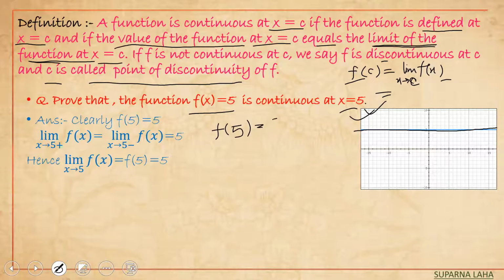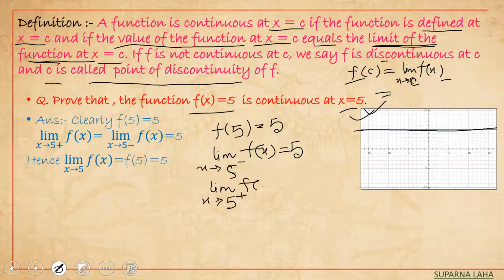It's definitely 5 since it's a constant function. Then check the limiting value, the left hand limit: limit x tends to 5 minus f of x is also 5. Before 5, the values are also 5. Now check limit x tends to 5 plus f of x. This is also 5 since it's a constant function.